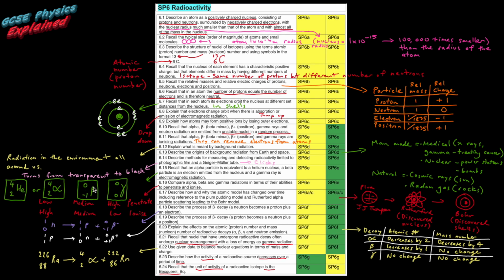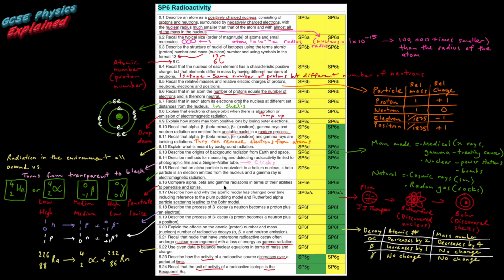Here is your beta minus particle, 0 mass, minus 1 charge. And here's your gamma, 0 mass, 0 charge. And just in case you didn't know, your alpha is a mass of 4 and a charge of plus 2. That's because there's 2 protons.